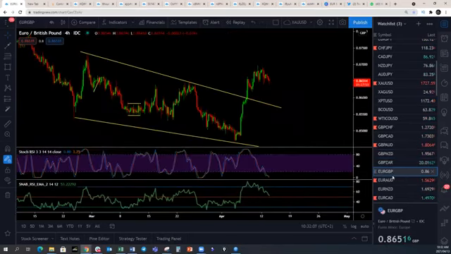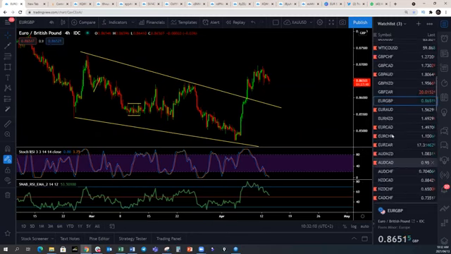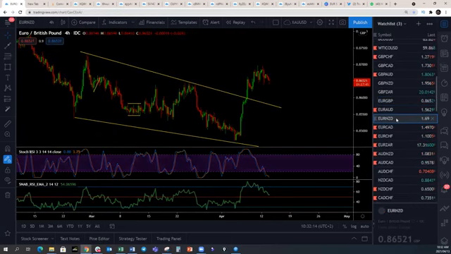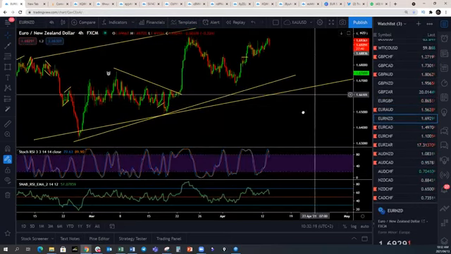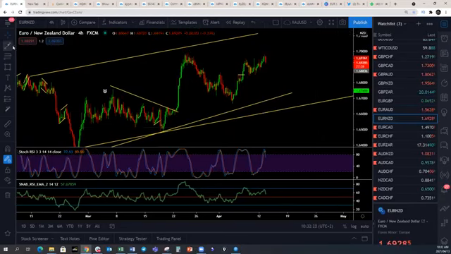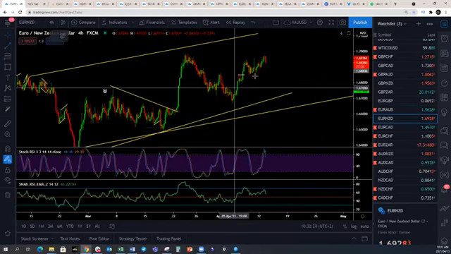Euro pound, no trade setup on Euro pound. Want to see if I'm missing anything here. Euro New Zealand may be ready. Actually, look out for Euro New Zealand. It's not a trade setup as yet, but this is what I'm seeing here.